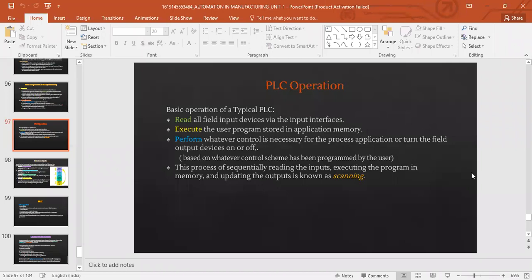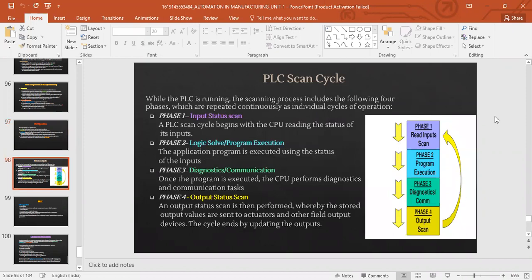And then we saw that a process is there called scanning, right? Wherein you read the inputs, execute the program, and update the output. That process is what is called scanning, right? And then we saw the different scan cycles in the PLC, which we can divide into four phases. First being your input scan, and then the solving or the program execution, and then diagnostics, right, to check, and then output status scan.